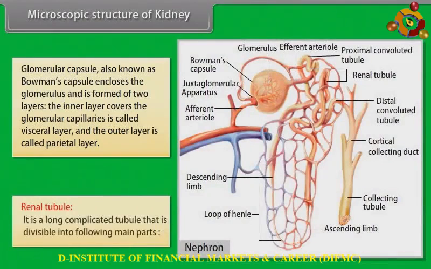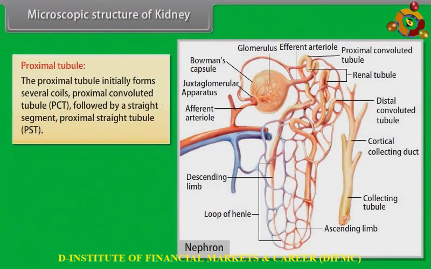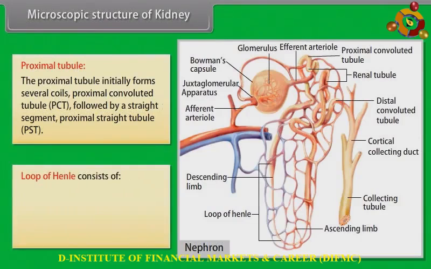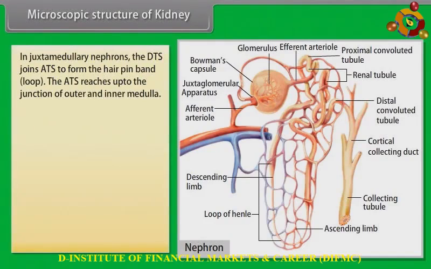Renal tubule. It is a long complicated tubule that is divisible into the following main parts. Proximal tubule. The proximal tubule initially forms several coils, proximal convoluted tubules, PCT, followed by a straight segment, proximal straight tubule, PST. Loop of Henle consists of descending thin segment, ascending thin segment, and thick ascending limb. In juxtamedullary nephrons, the DTS joins the ATS to form the hairpin bend. The ATS reaches up to the junction of outer and inner medulla.